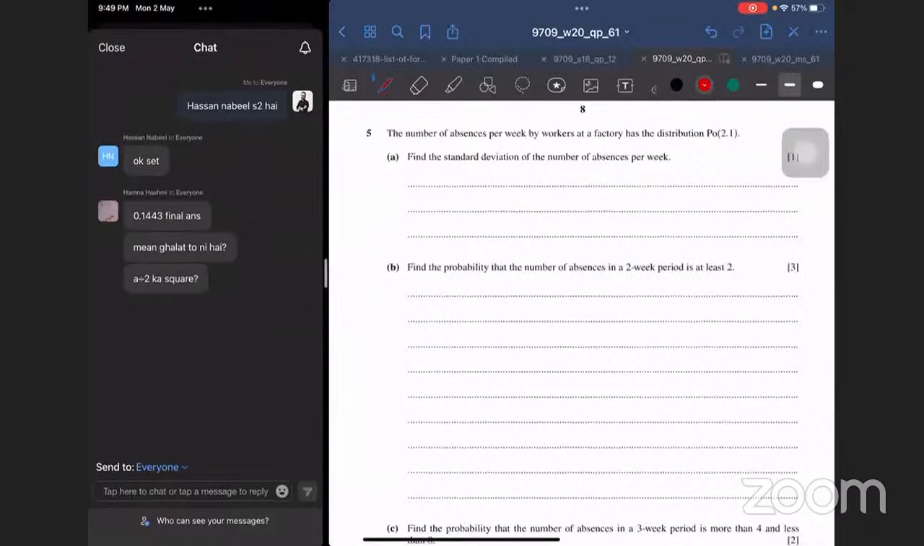Question number 5. It says the number of absences per week by factors has a distribution of this. Find the standard deviation of the number of absences. So variance is the same as the mean. So variance is also 2.1. Standard deviation will be root of 2.1, which gives me 1.45.